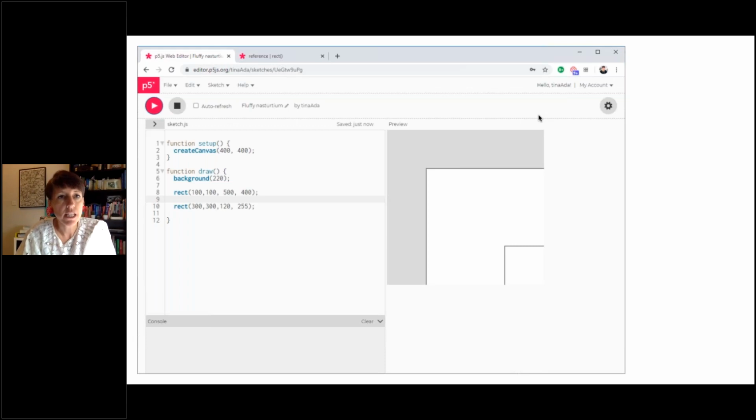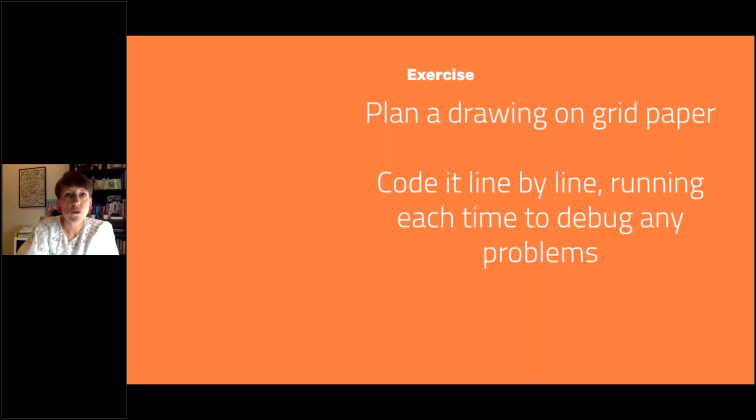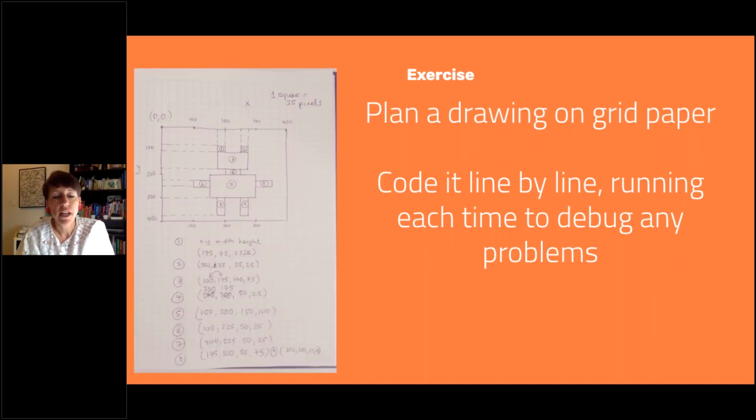Now, obviously, the size of your canvas will determine the size of the rectangle that you can see. It will not give you any error messages if you go over the size of the canvas. It'll just draw a rectangle that goes over the edge. So just using rectangles, try to plan a drawing and then code it line by line.